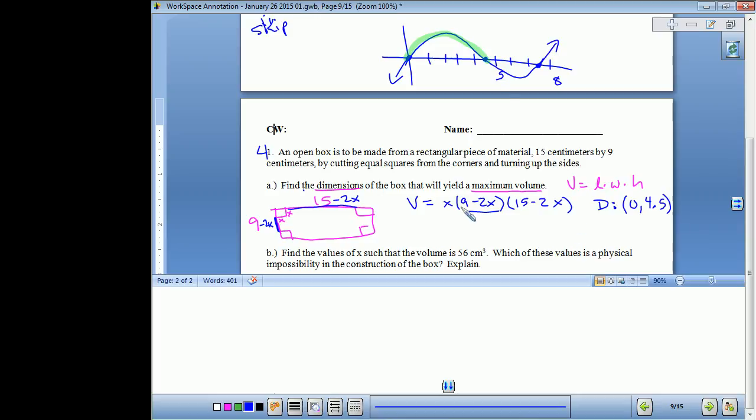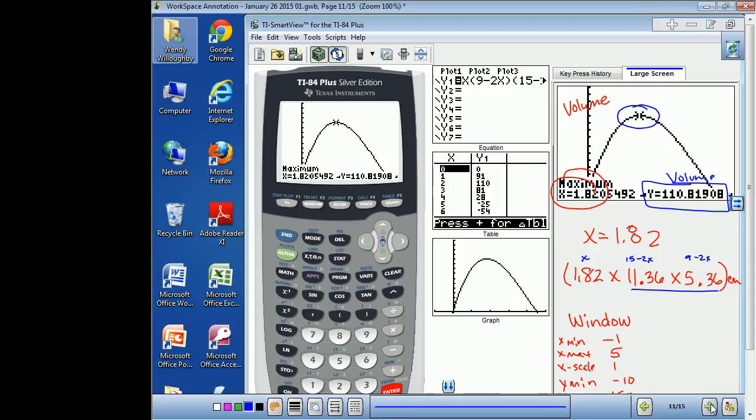Okay, so if we want to maximize this volume, what we're looking for is, where's the max between 0 and 4.5? Actually, the bell's going to catch us, so here's my calculator. It's like 2.7 something. All right. So this point right here occurs at 1.82. So we'd punch in 1.82 for x, and then this would give us the dimensions. We have to subtract here and here. Make sense?